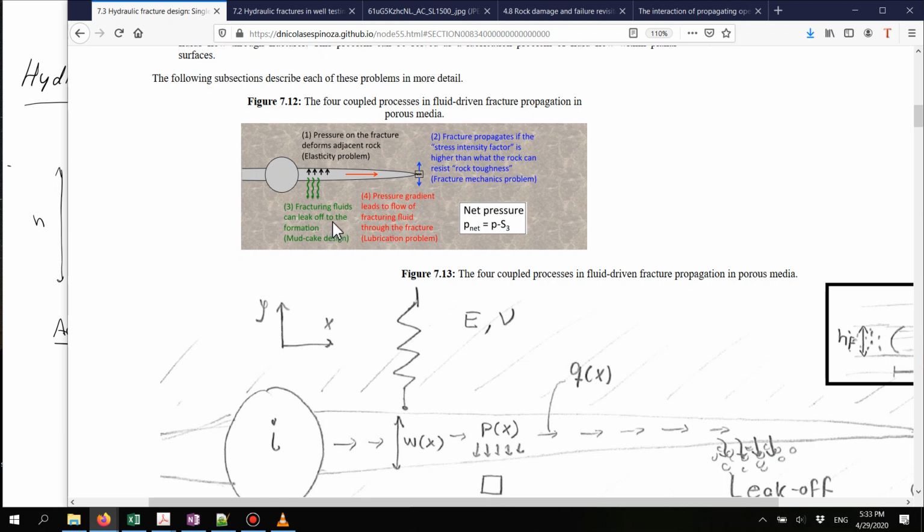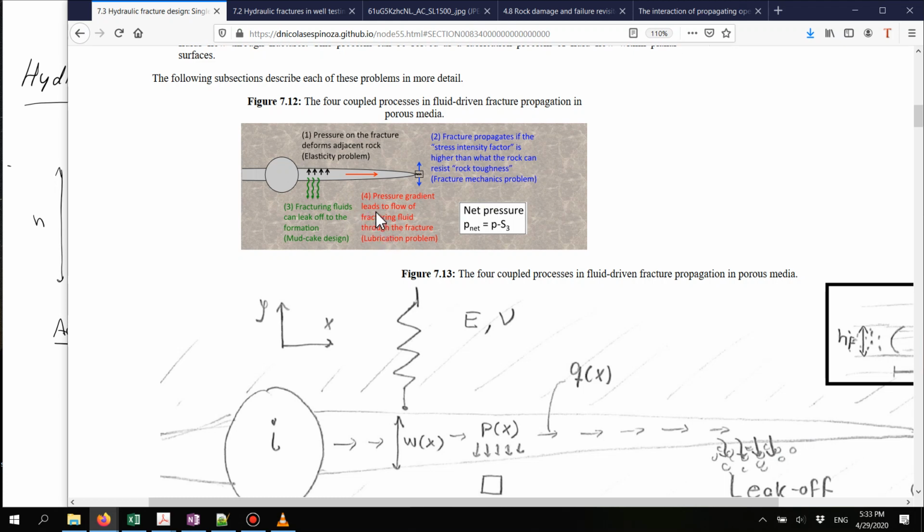In order to have a propagating fracture, we need to have enough pressure in the formation so that the fracture can propagate. That means that the leakoff will have to be reduced, so we have that gradient of pressure available.